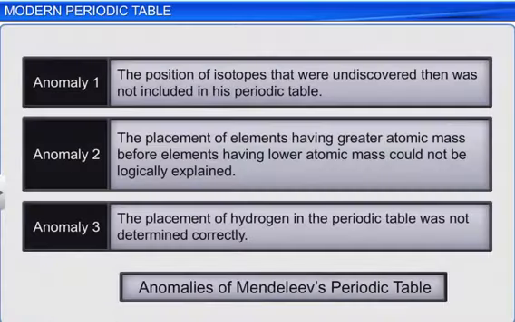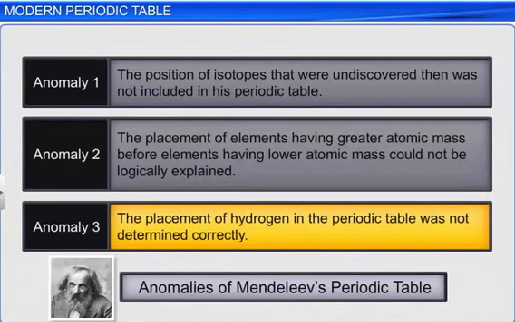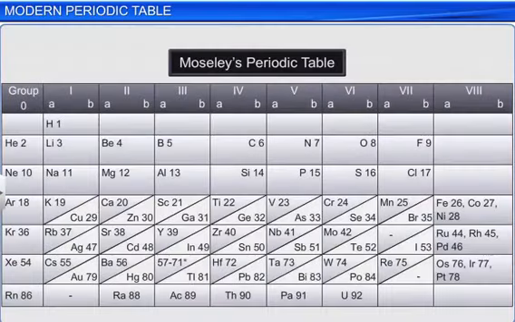Thus, many anomalies of Mendeleev's table were removed. For example, the confusion about the position of isotopes was solved. Another anomaly, the placement of higher atomic weight elements like tellurium before lower ones like iodine, was also removed. However, the placement of hydrogen was one anomaly of Mendeleev's periodic table that was still not resolved. On the basis of its atomic number, Moseley placed hydrogen at the top left corner of the table without attaching it to any particular group.